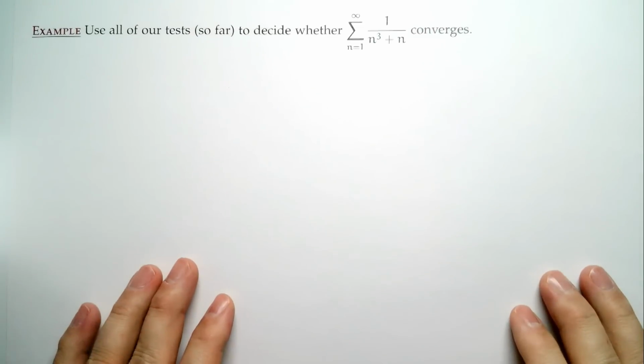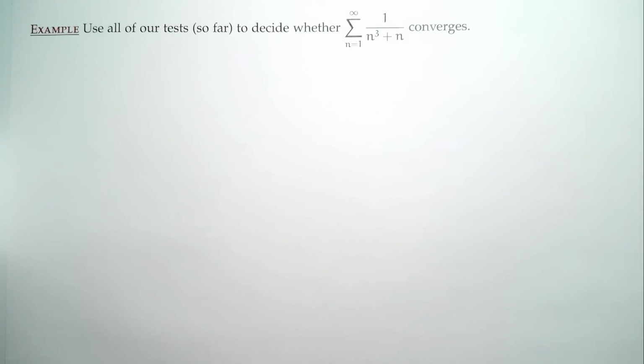All right, well, let's do our next example. Use all of our tests so far because, well, you know, there's always going to be another test, right? There's so much to learn. And we're going to decide whether this sum, 1 to infinity of 1 over n cubed plus n, converges.